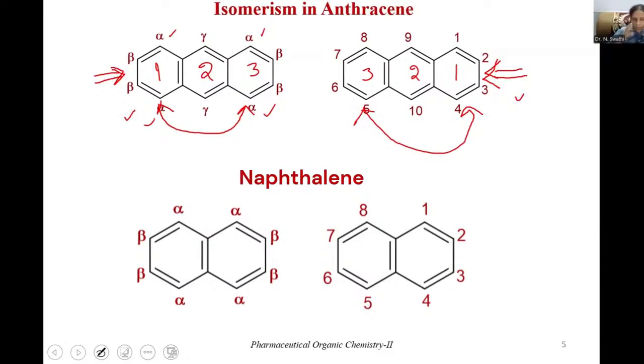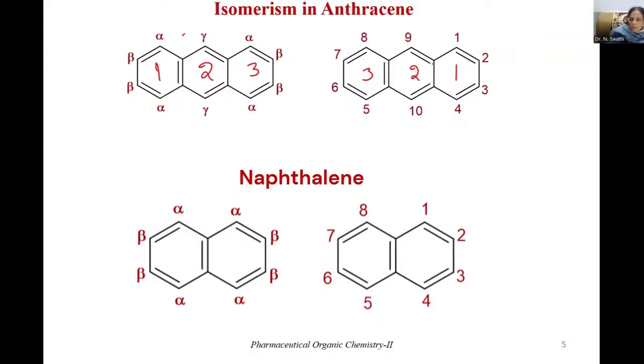And just recollect how we numbered the positions in the case of naphthalene. Similarly, the numbering or the positions are given with respect to the 1,3 rings in the case of anthracene. So these 4 positions are alpha positions and these 4 positions are beta positions. Even the numbering for these two ring systems is given similar to that of naphthalene.